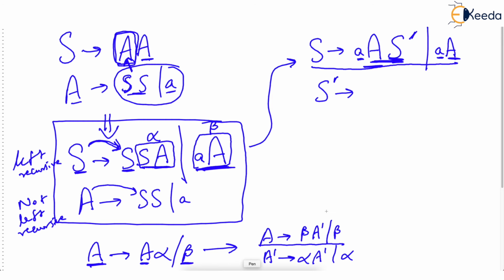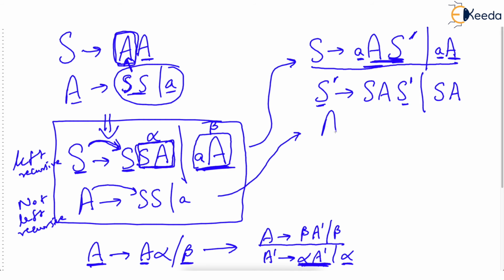What's the rule? S dash is written as alpha S dash or alpha, and you know alpha is SA. So we will write SA followed by S dash. Just check this, alpha A dash. So alpha is SA and followed by the same symbol S dash, or simply alpha, which is SA. Correct? And the second production will be written as it is. A derives SS or A. We have removed left recursion from this. This was anyway not left recursive, so we have written it as it is.